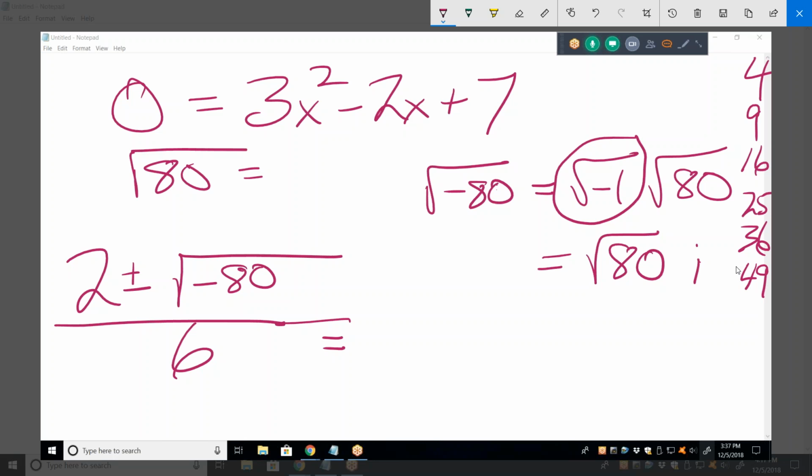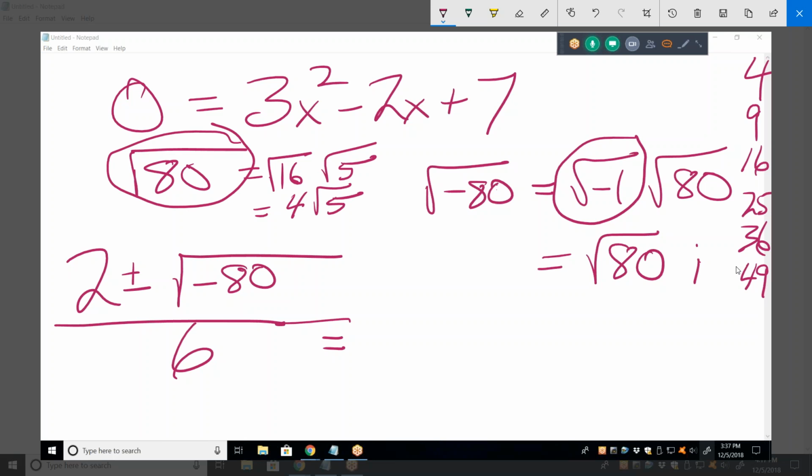Is 49 a factor of 80? No. 36? No. 25? No. 16? Yes, 16 goes into 80 exactly 5 times. So I turn that 80 into 16 times 5. And then the square root of 16 is a whole number, so that becomes 4 root 5. So the square root of 80 is not simplified, but it simplifies all the way down to 4 root 5. Okay? You with me? Okay.